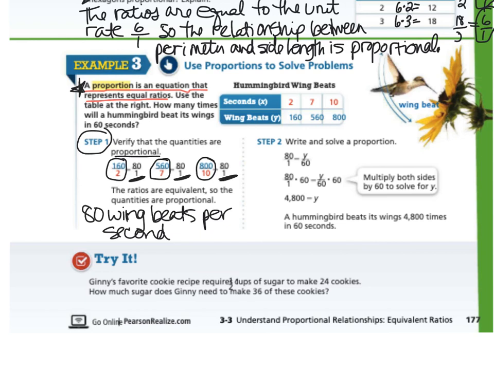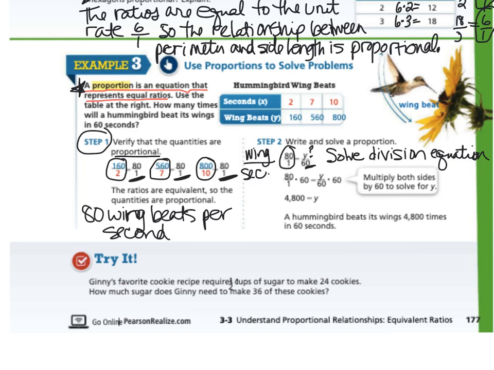Now we can use that information to set up an equation to solve another problem. In other words, we're going to have the wing beats as the top number, and we're going to have the seconds as the bottom number. So that unit rate of 80 to 1 is going to be equal to y wing beats in 60 seconds. So we're going to solve this as a division equation, because y is being divided by 60.